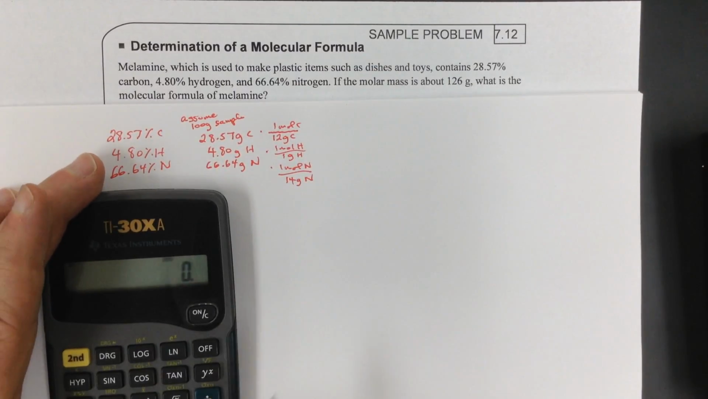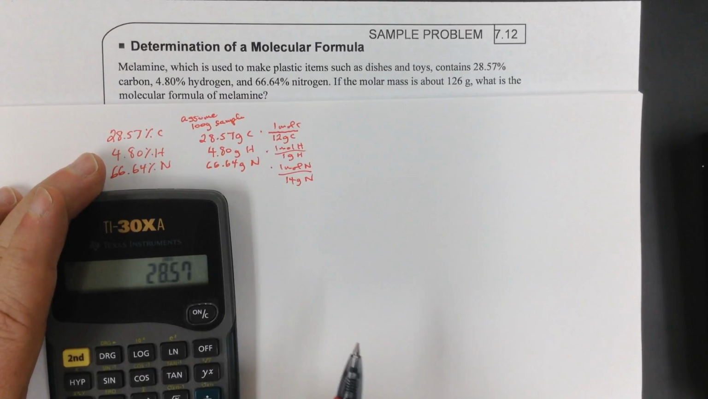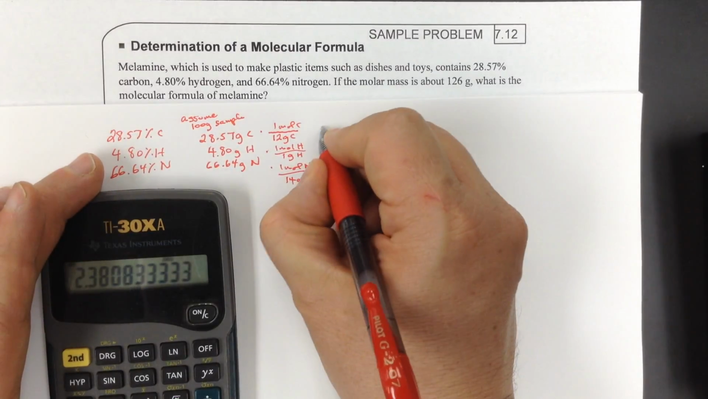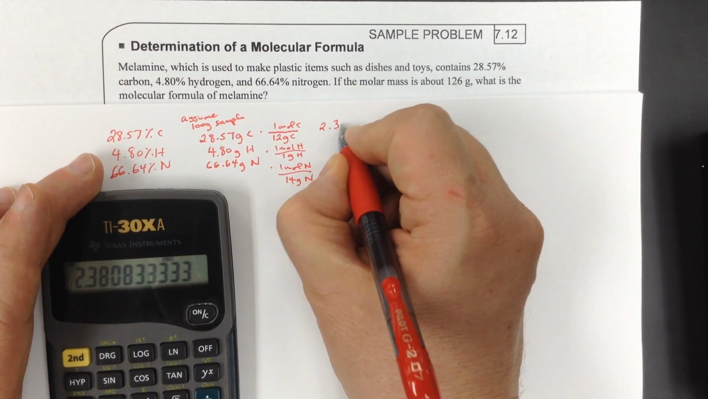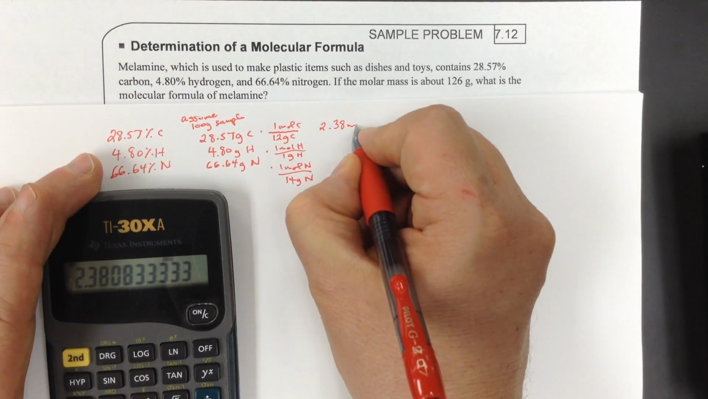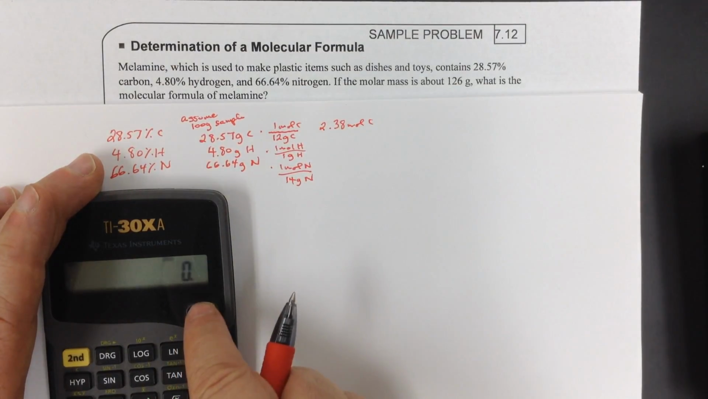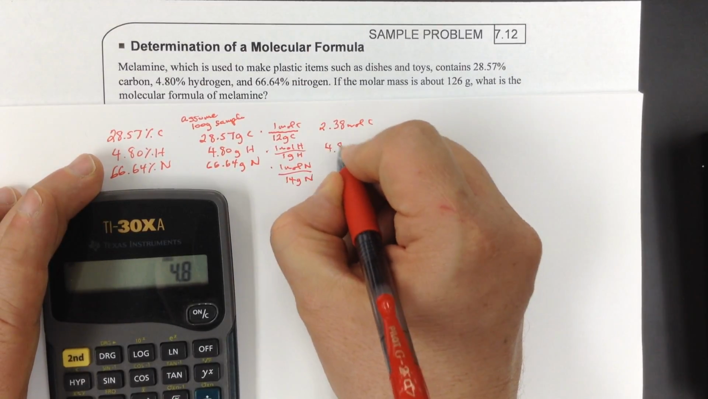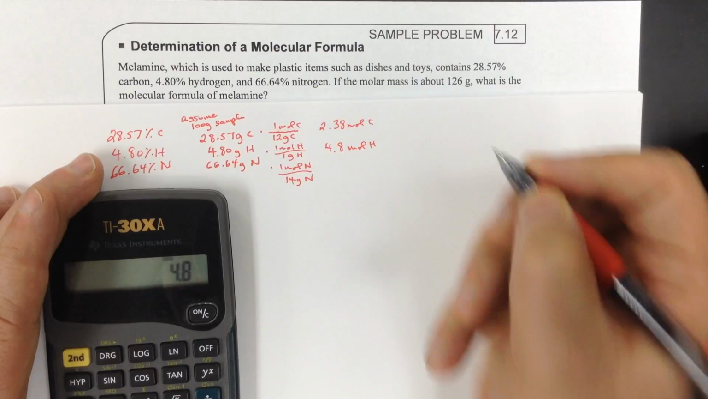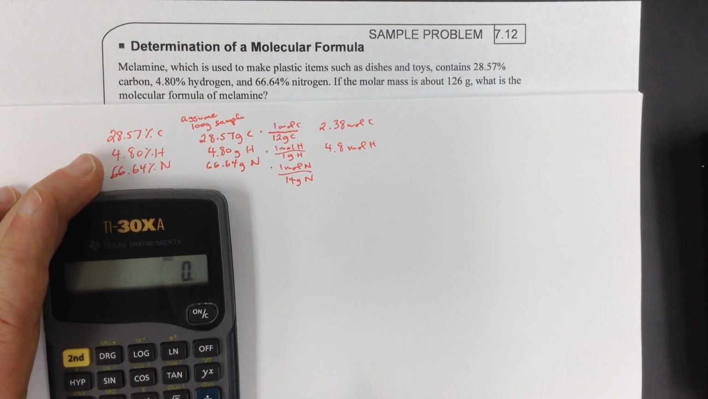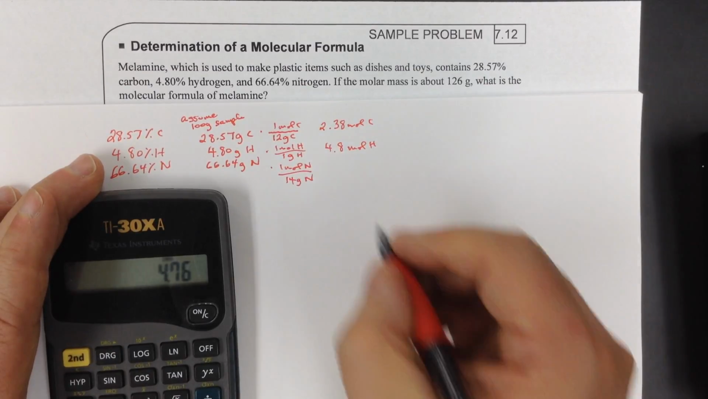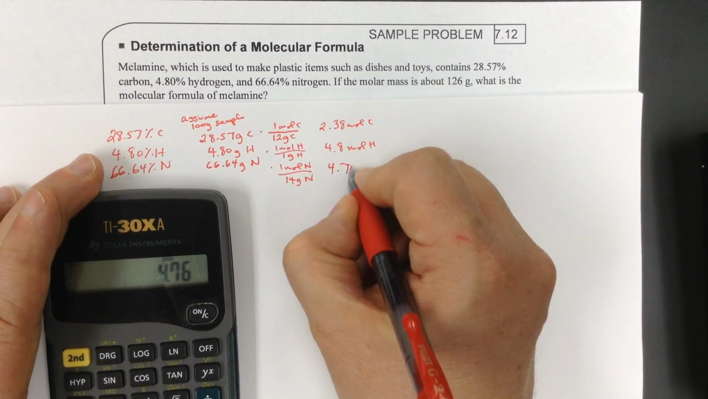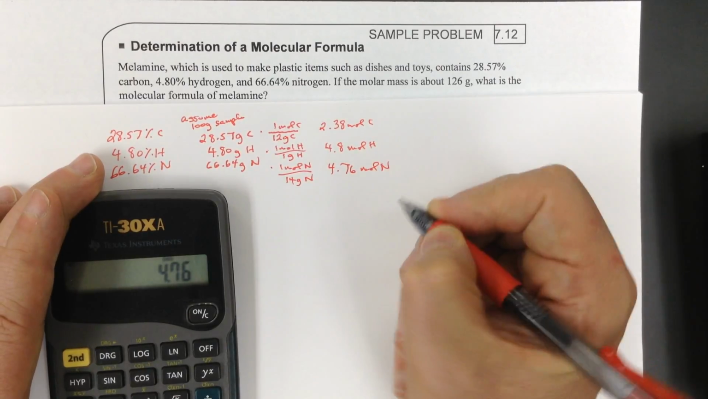So I've got here 28.57 grams divided by 12, and that gives me 2.38 moles of carbon. 4.8 divided by 1 is 4.8 moles of hydrogen. That's always the easy one. And 66.64 divided by 14 is 4.76 moles of nitrogen.